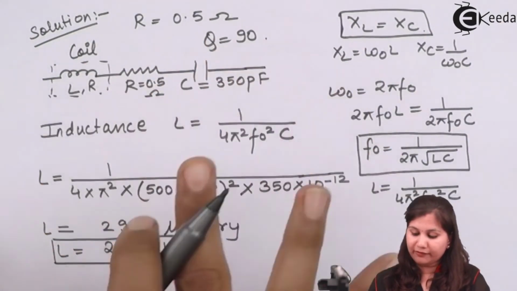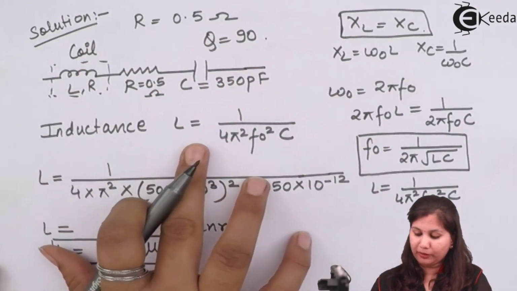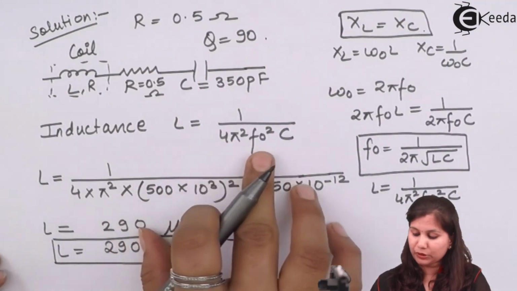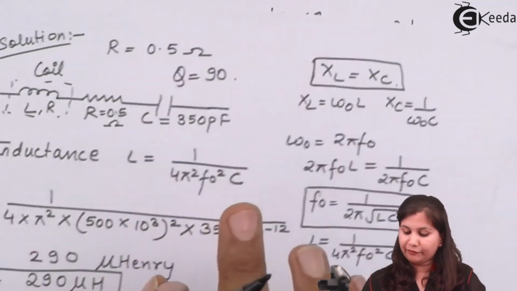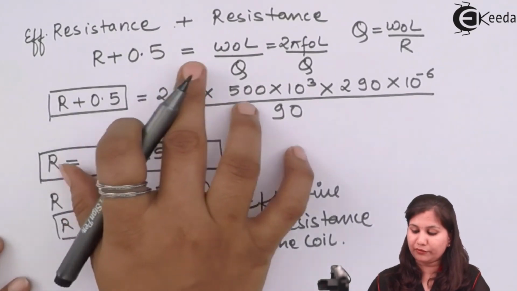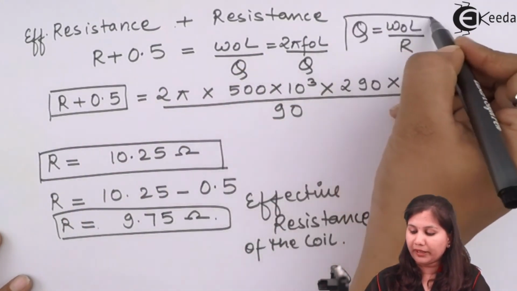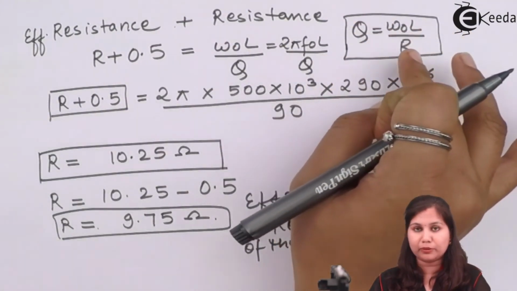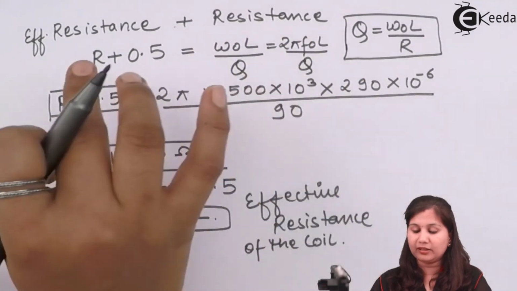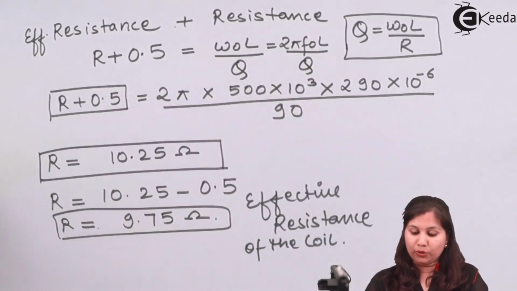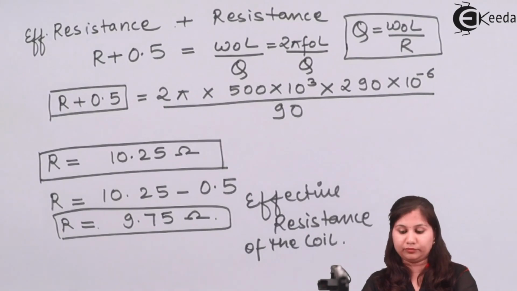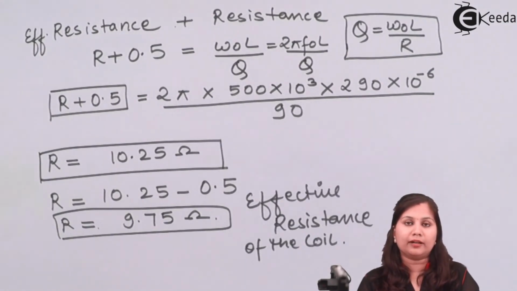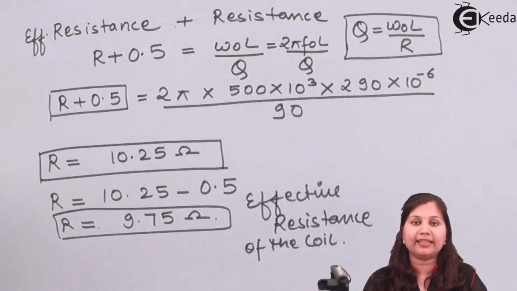So using all this information, we have used the formula for inductance as 1 upon 4 pi square F naught square C, and for the measurement of resistance we have used the formula that Q is equal to omega naught L by R. L we have already calculated, so we just put the values here and then calculate the resistance. So this problem was based on the measurement of the inductance and the effective resistance of the coil when the other information was given to us.